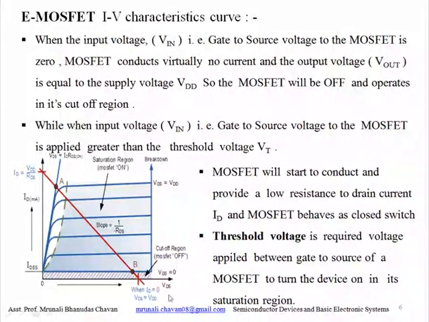When Vin, that is gate to source voltage, we apply 0, the MOSFET will not conduct any current, and that's why the output voltage will appear at its output terminal, and it will be equal to VDD. So the MOSFET will be off and operates in its cutoff region.